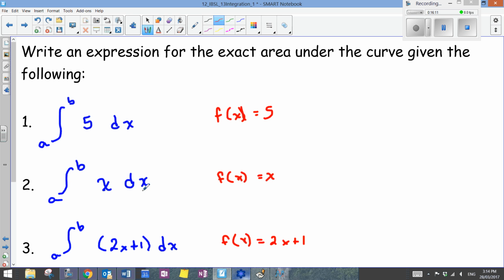Same thing for the second one, when function is x between a and b, and the same thing for the third one. So try to come up with an expression, and we're looking for a pattern in how these expressions are being created. All right, and we'll start our discussion with that next time.